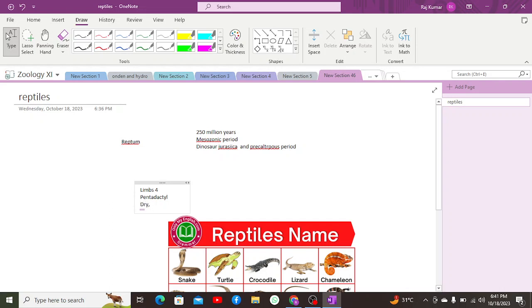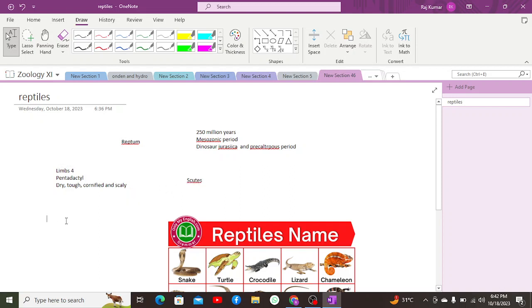Apart from that, their skin is dry, tough, and cornified, as well as scaly because it contains several scales over the body, which are known as epidermal scales or scutes.